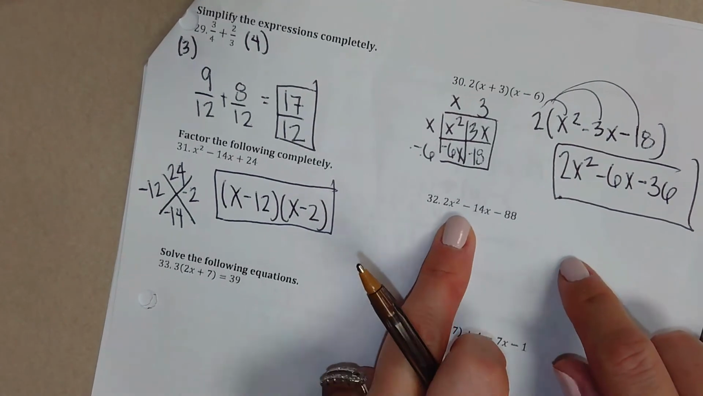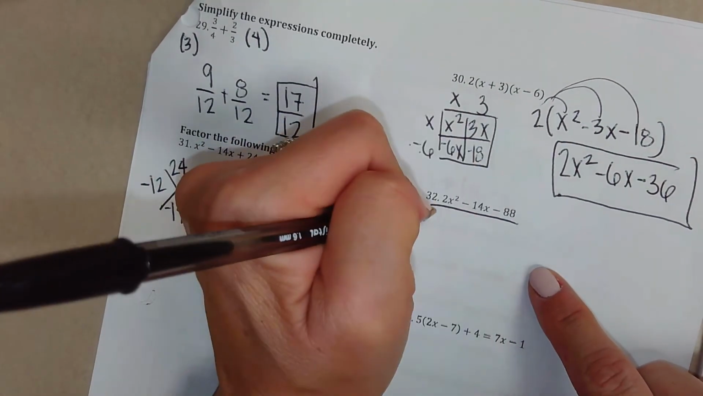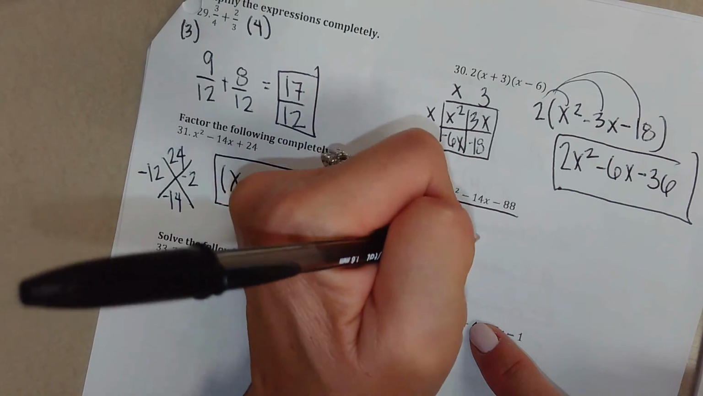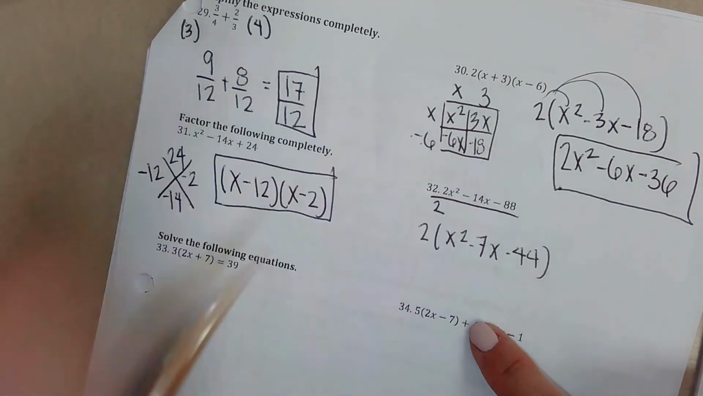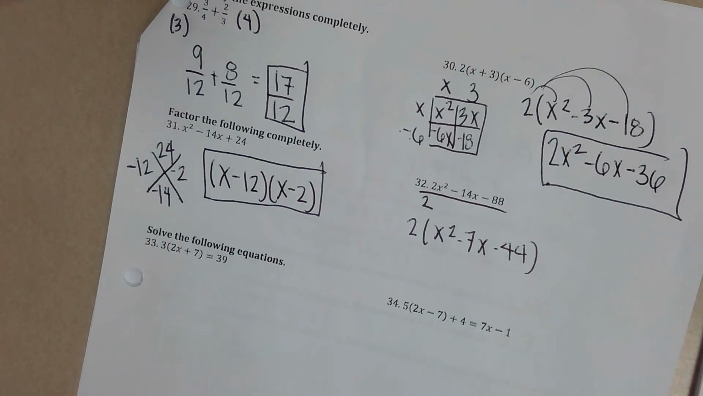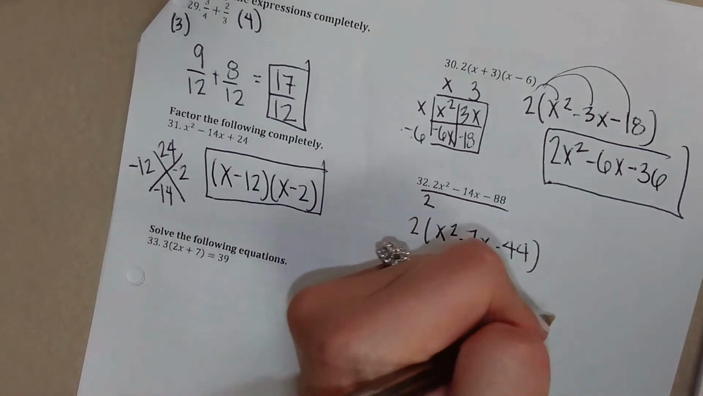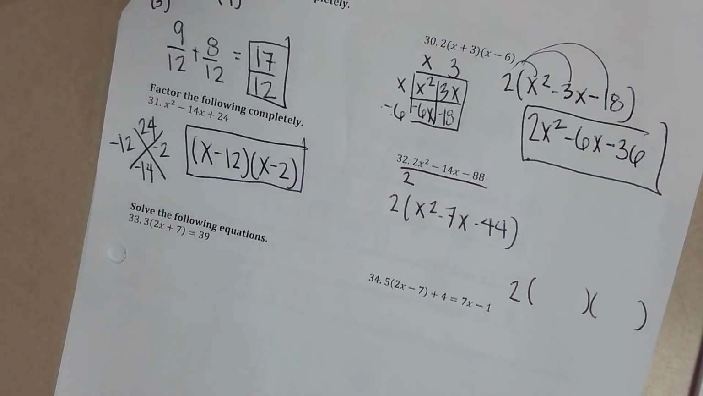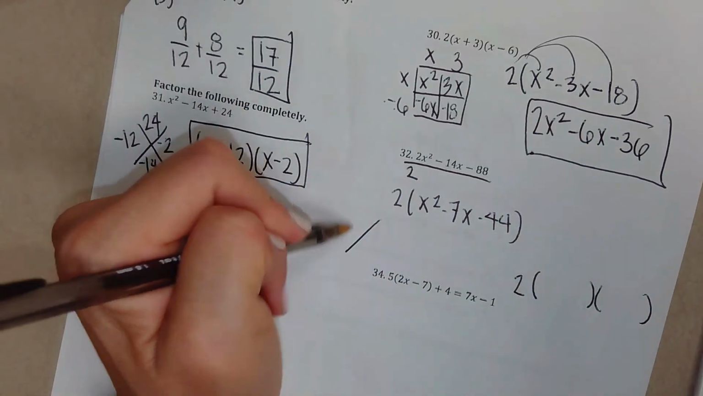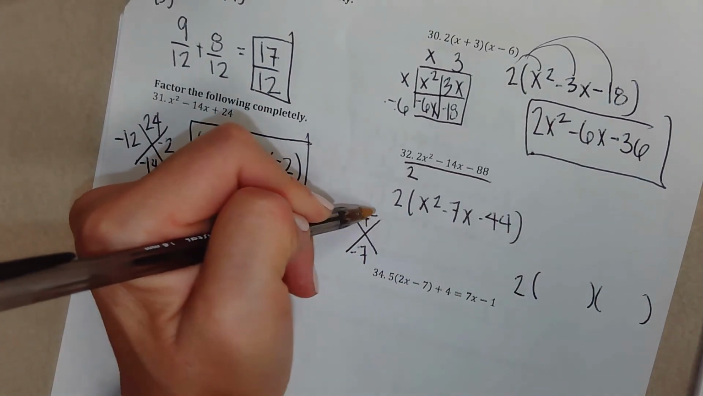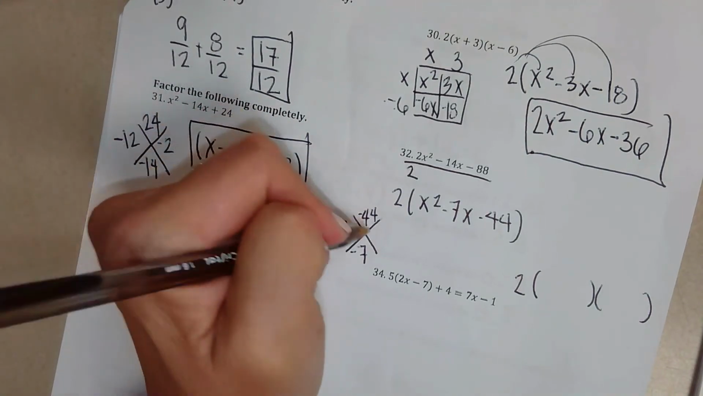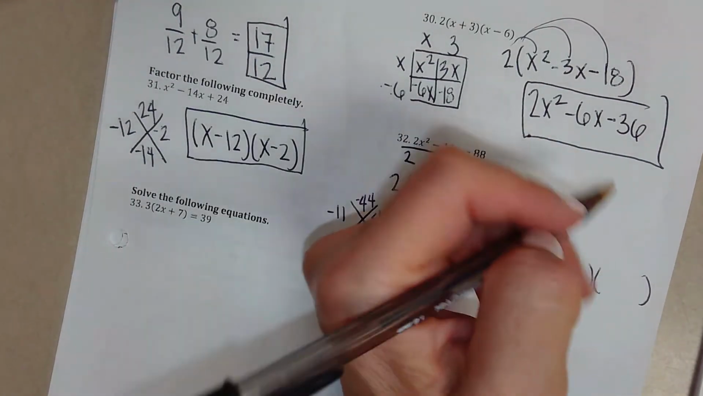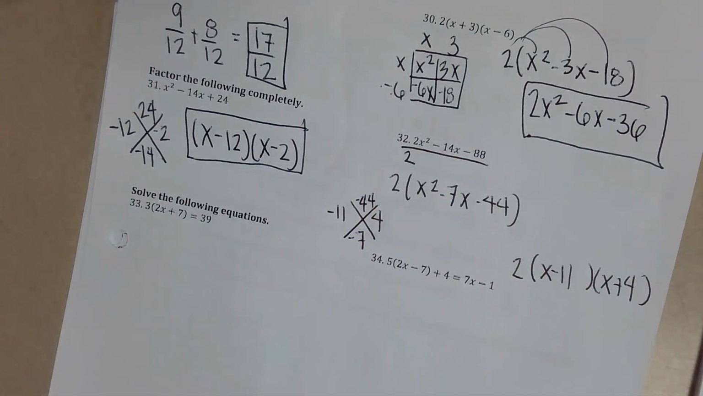All right, here, there is a GCF. Everything is divisible by 2, right? So I'm going to pull the 2 out, and I'm going to have x squared minus 7x minus 44. Okay, and when I go to factor, I'm going to write my parentheses, but I'm going to put the 2 out there so I don't forget it. And now I'm just going to factor this. So negative 7, negative 44, which should be negative 11 and 4. So we have x minus 11 and x plus 4.